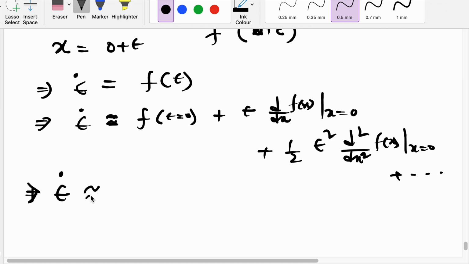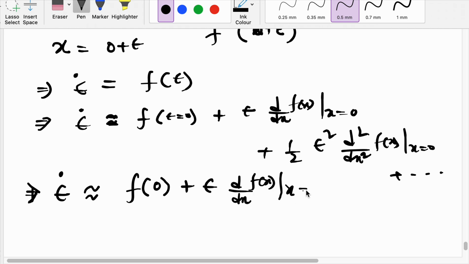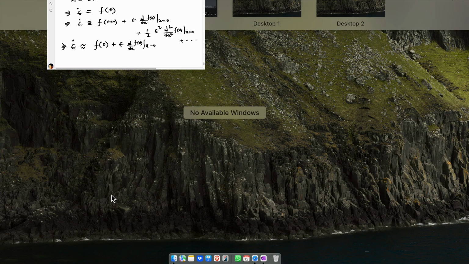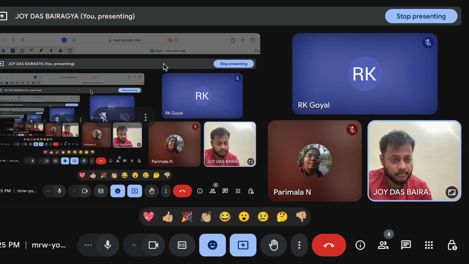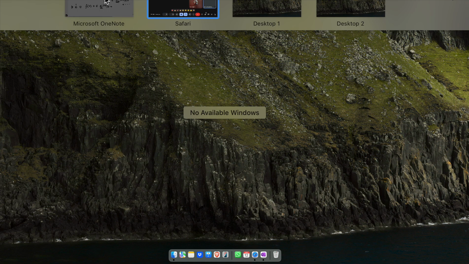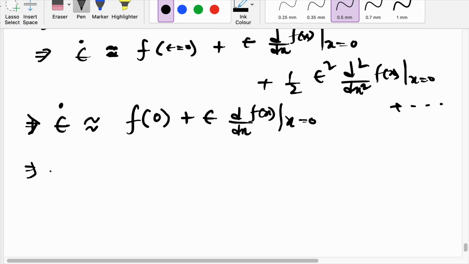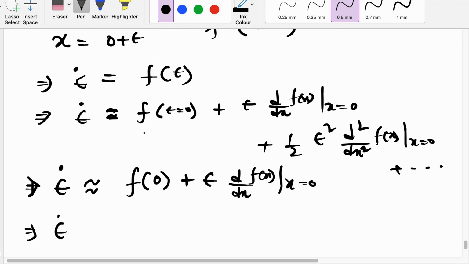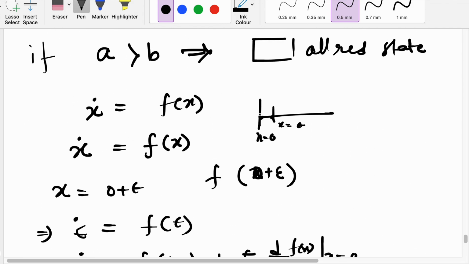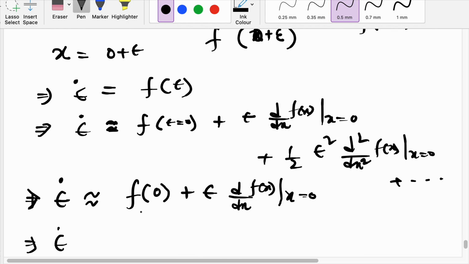Epsilon dot is equal to f of 0 plus epsilon times d/dx of f(x) at x equal to 0. Is it clear up to now? Yes. Okay, great. Since x equal to 0 is my fixed point, and by definition if x equal to 0 is my fixed point, then f at x equal to 0 should be 0. So that means this term will be 0.